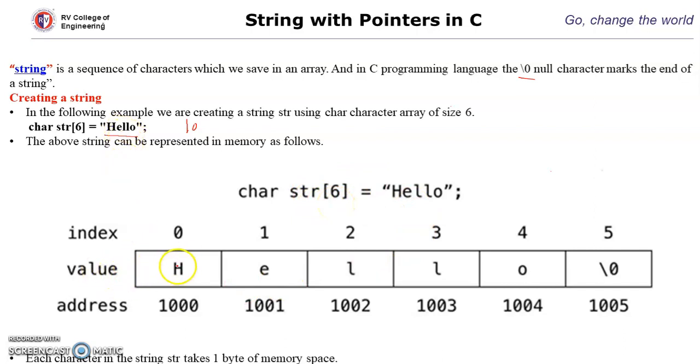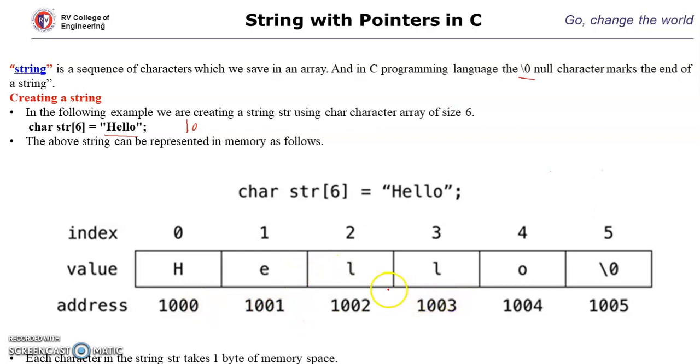If hello is the string, we know that in an array the index starts from 0. So the first character is h, so the index will be 0 for that, and then 1, 2, 3, 4, and the last one is 5, that is for the null character. Suppose this is the address in memory, 1000, and then this is 1001. Why is this 1001? Because the data type is char, and each character in string str takes 1 byte of memory space. So if the first character's address is 1000, then the next one will be 1001.